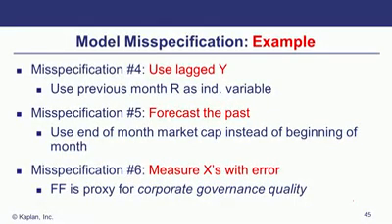Misspecification number 6, measure X with error. So this happens because what Wang and Xu really wanted to incorporate here is the quality of corporate governance. But of course, this is a very abstract, very qualitative variable. You can't just measure corporate governance easily. So you need to use a proxy for that. The proxy they used is free float. And that's all fine. The problem is free float measures other things as well. It's only a proxy. So it will measure the quality of corporate governance with an element of error to it.